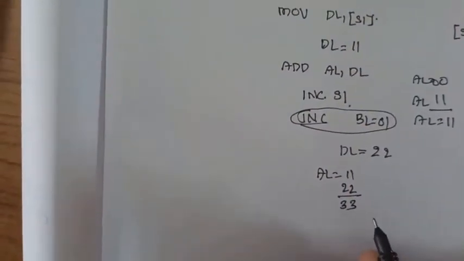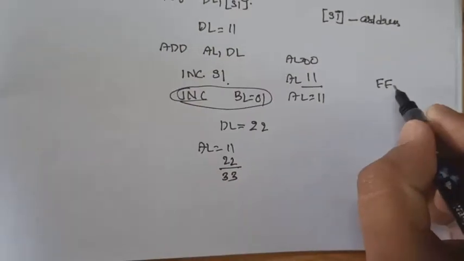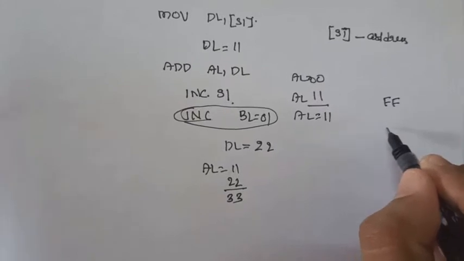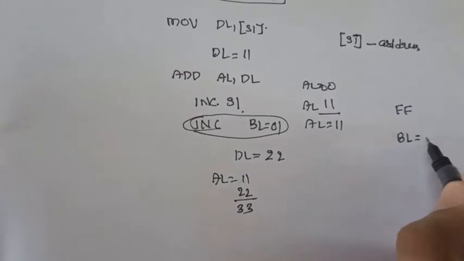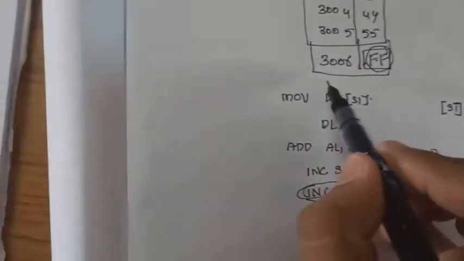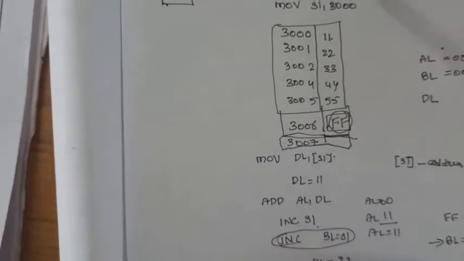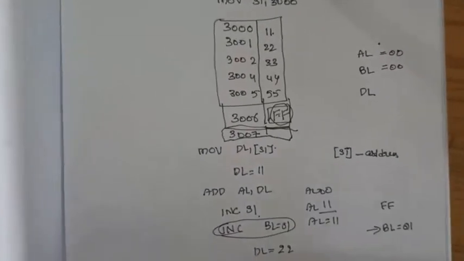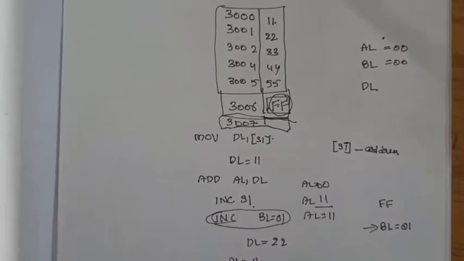In this way, all 5 bytes of the input data get added and the final result will be produced. If any carry is given, that carry will be mentioned as 01 in BL, and this is also stored in the memory location 3007. So if you find any carry, that carry will be located here. So this is about the series of n bytes addition.